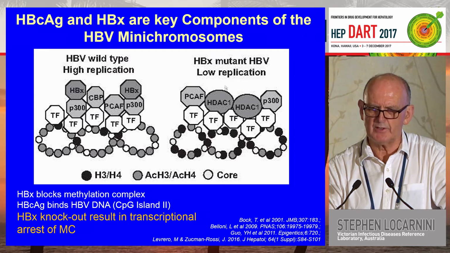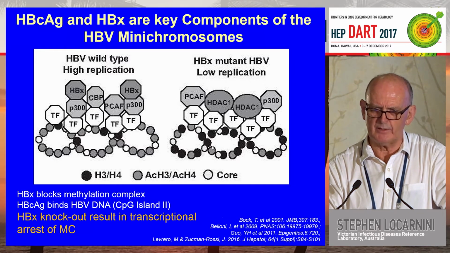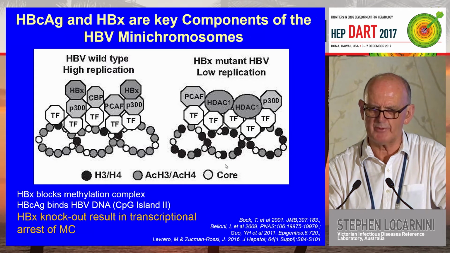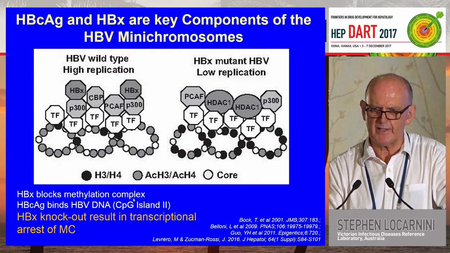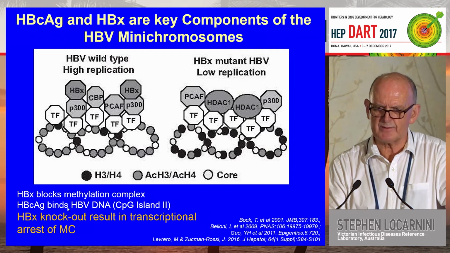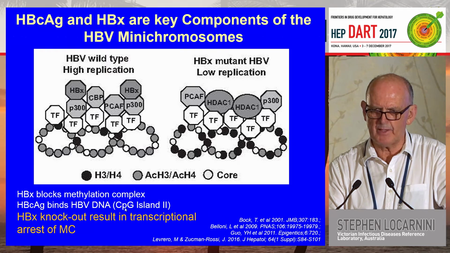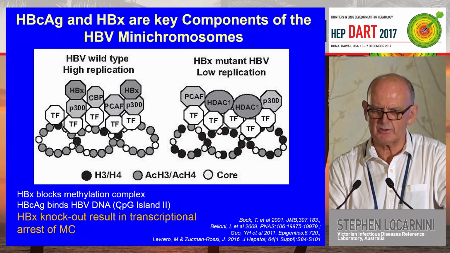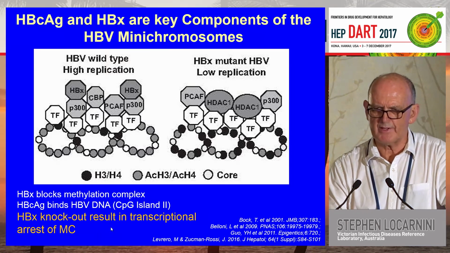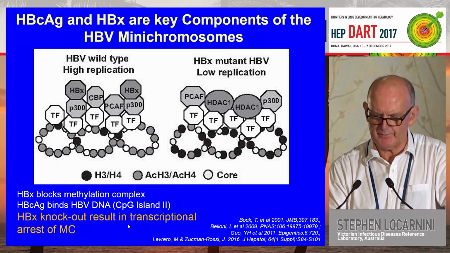mutant HBV, it's a low replication phenotype, and as I said, closed and sort of hyperchromatinized. So we now know that HBx blocks the methylation complex. I'll show the data for that in a second. But core antigen has a relatively amazing, sort of DNA species-specific binding area and binds upstream from the basal core promoter into a CpG island 2 region, and really regulates and is a structural component of the minichromosome. But the critical message is that X knockout viruses result in transcriptional arrest or transcriptional inactivity of HBV.